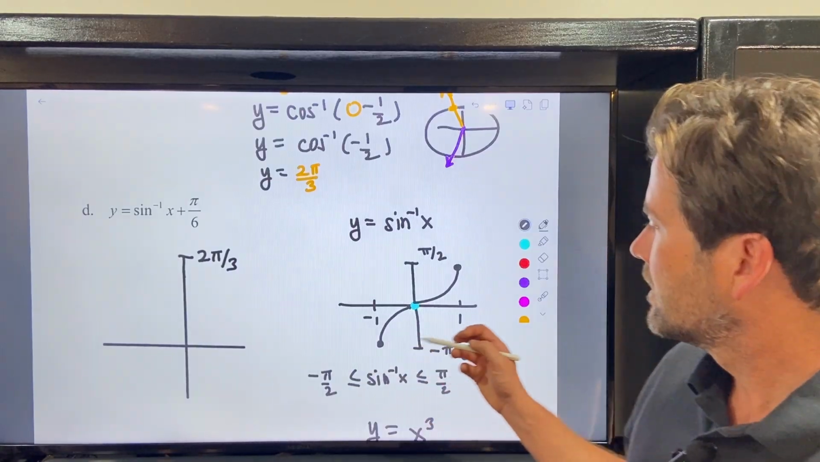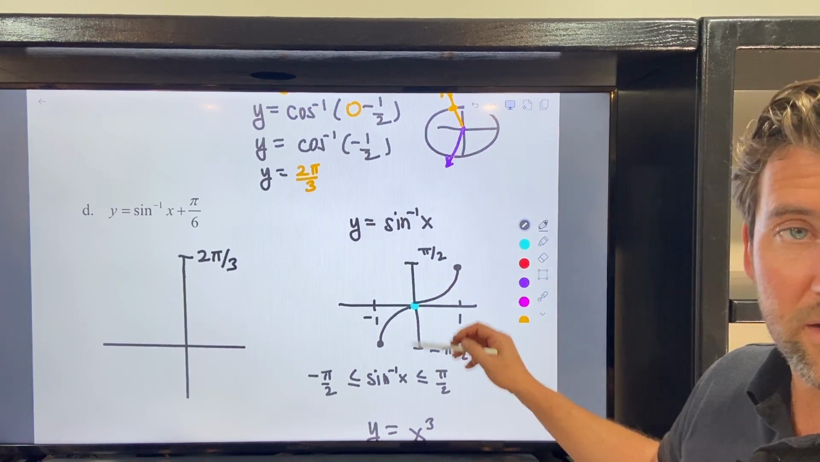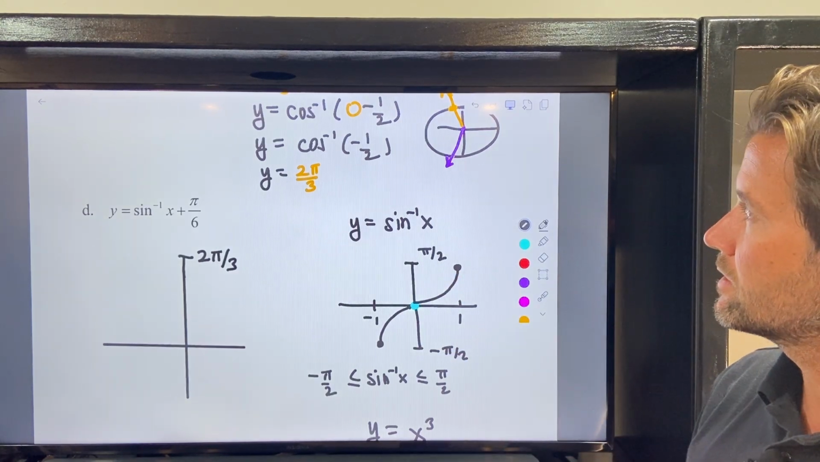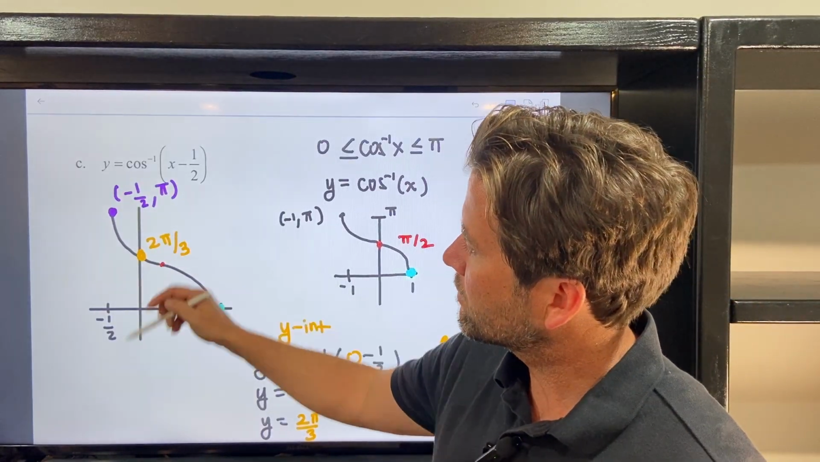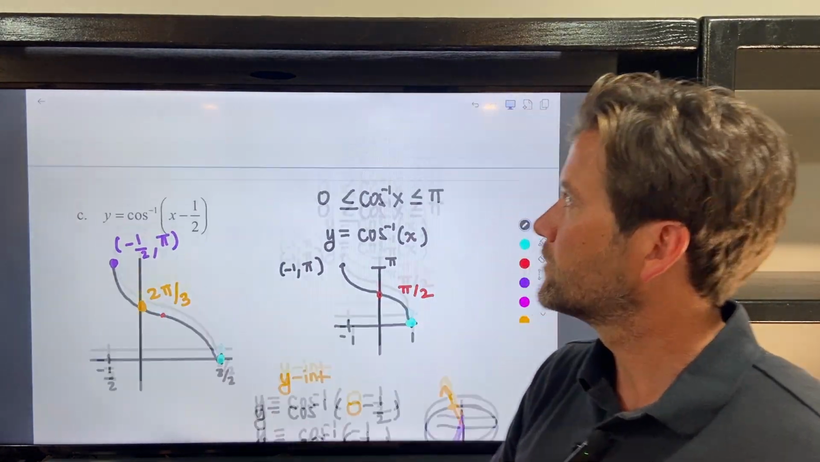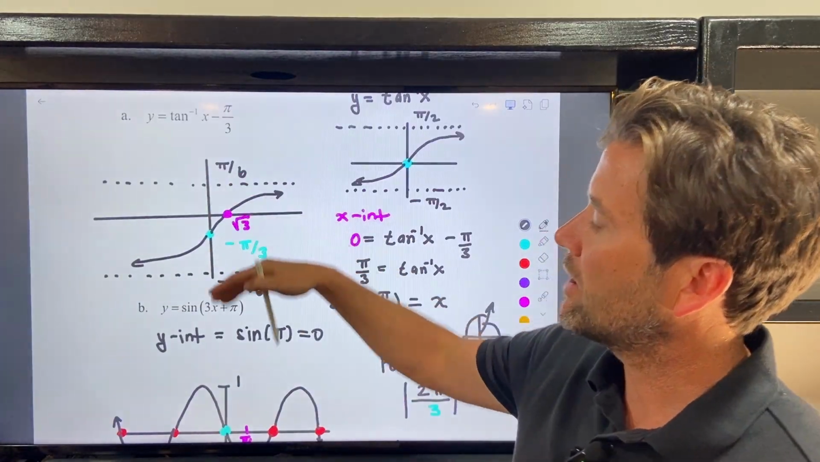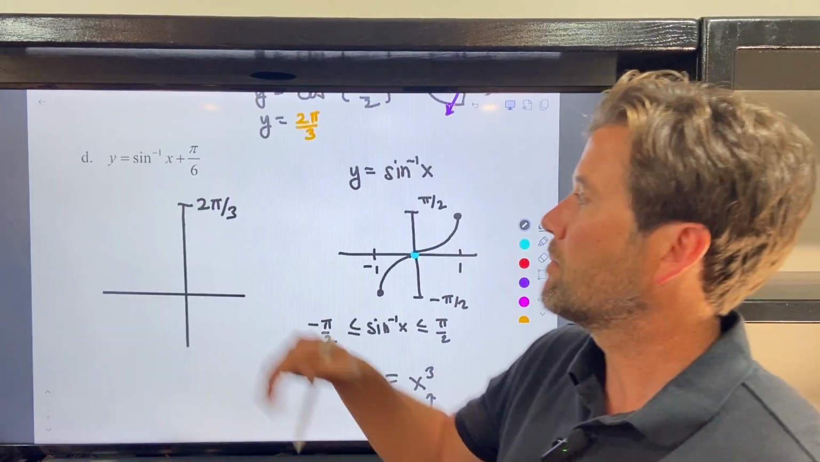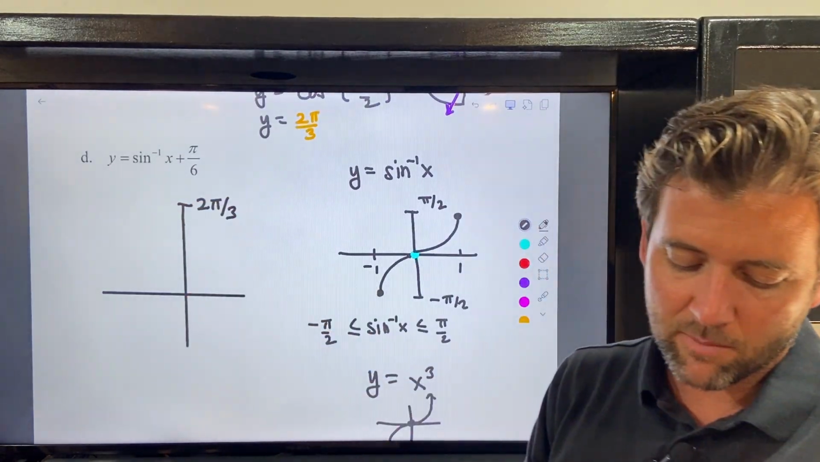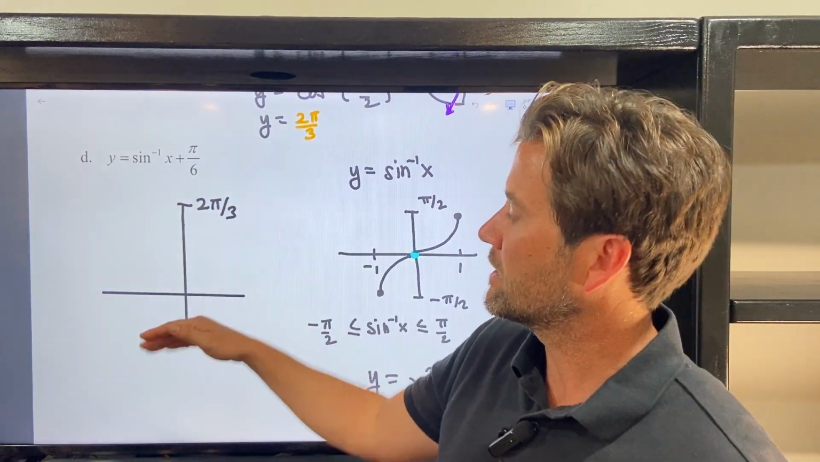Now, the distance between the max and the min is pi here as well. Same with arc cosine, it's pi from the max to the min apart. The asymptotes of arc tangent are a pi apart. So that should check out. So if this max is 2 pi over 3, the minimum would be at negative pi over 3 because the max and min will be pi apart.